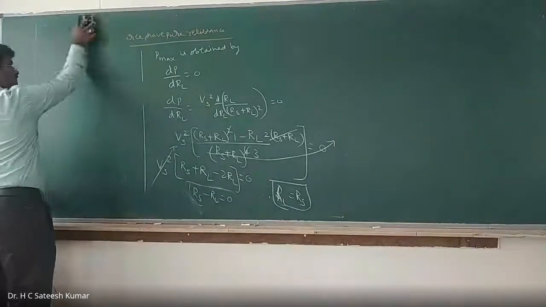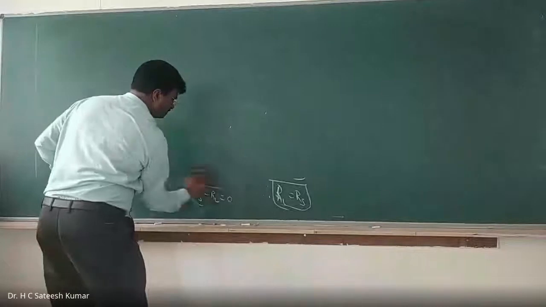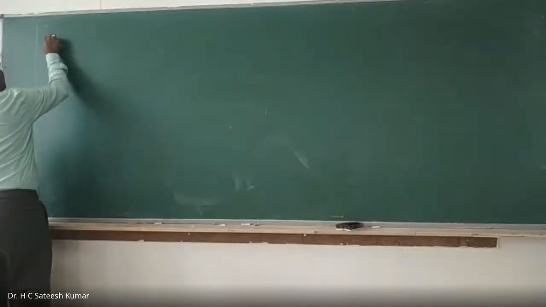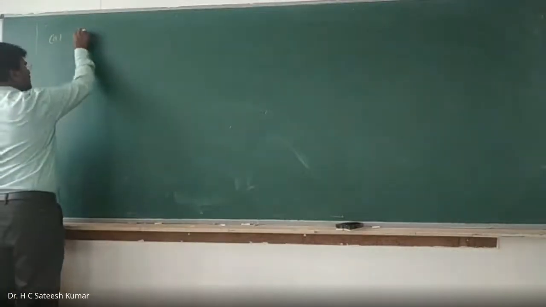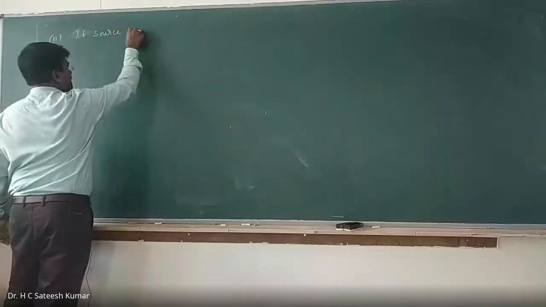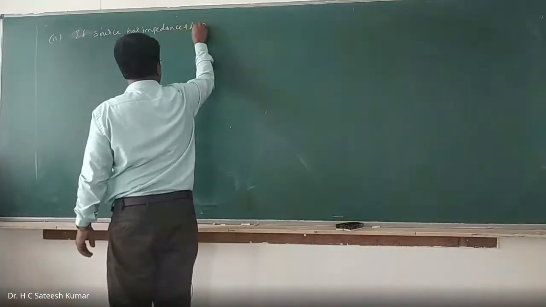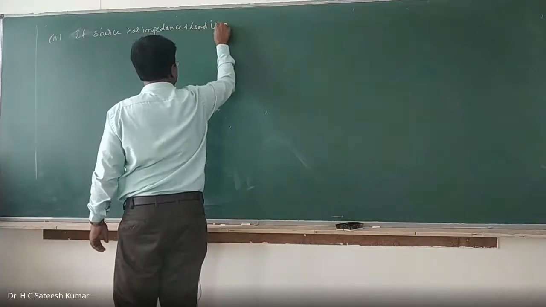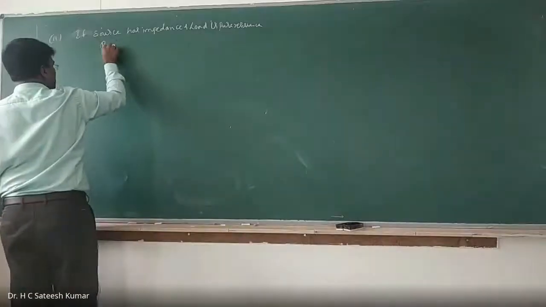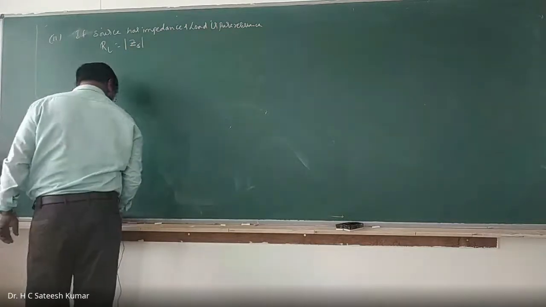Second one, we have: maximum power will be transferred if the source has impedance and the load is pure resistance, then the condition is RL is equal to the magnitude of the source impedance. Okay, right? Now let us take this.